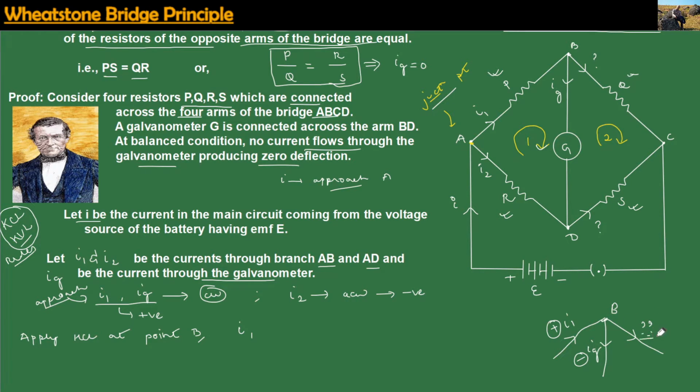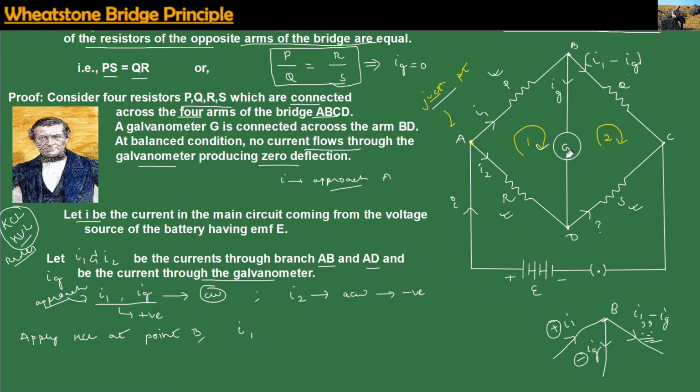So you have to find the remaining current across this branch BC. The current across the arm BC will be equal to I1 minus IG. Again, the current across this branch BC will be equal to I1 minus IG. This will be the current across that branch BC.